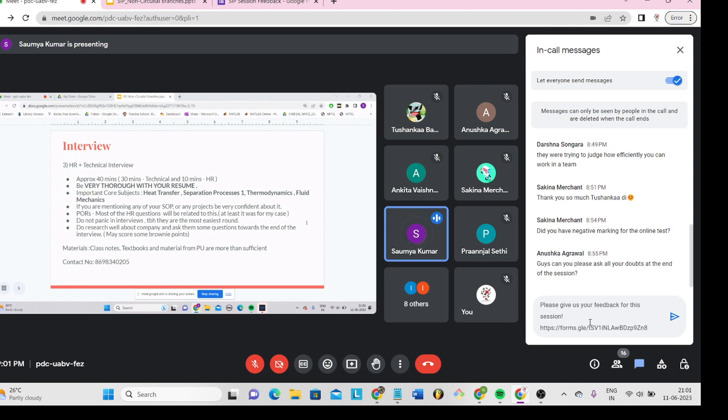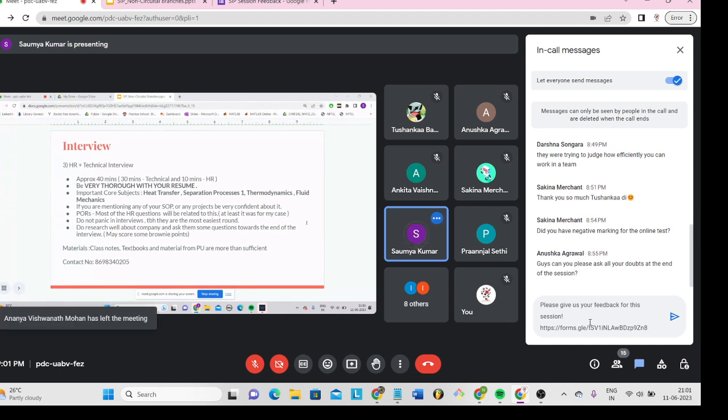Apart from that, do not mention anything in your resume which you are not confident about. And if you have done any Coursera or Udemy courses that you are confident about and that relate to the core subjects, please do write that, because they add value to your resume and make it impressive. Do not make your resume more than one page, because that's not a good impression. You should always have a resume of just one page, so that they can go through every point of your resume.